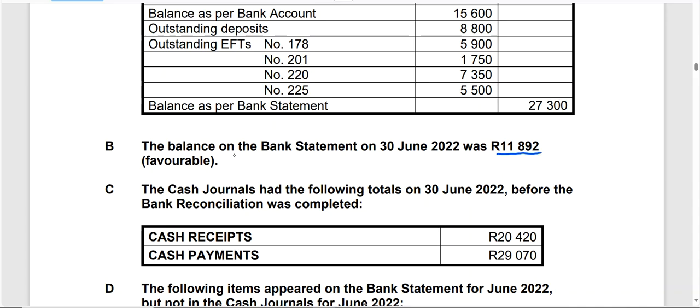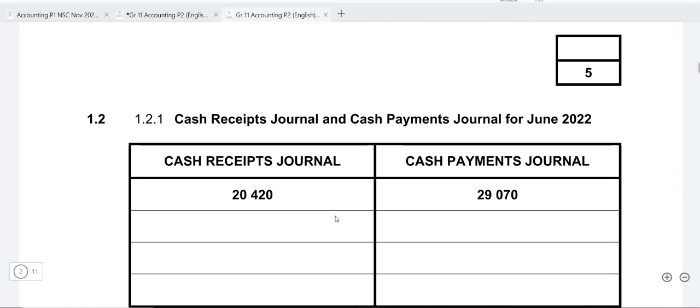11,892, and they are saying that it's favorable. Now remember, if the balance on the bank statement is favorable, it means that the balance is on the credit side, and this is something that you need to make sure that you are always aware of. So we are just going to enter that information as it was given to us.